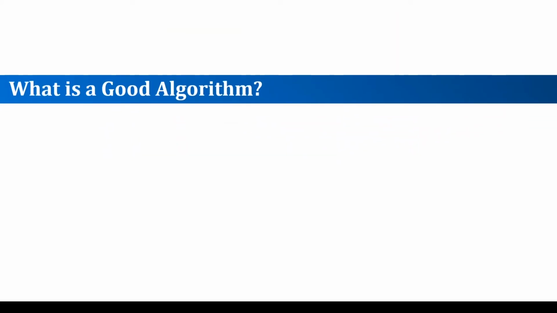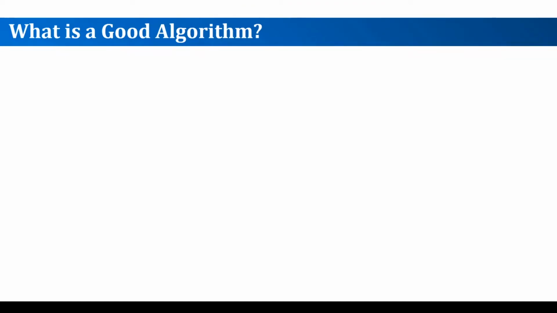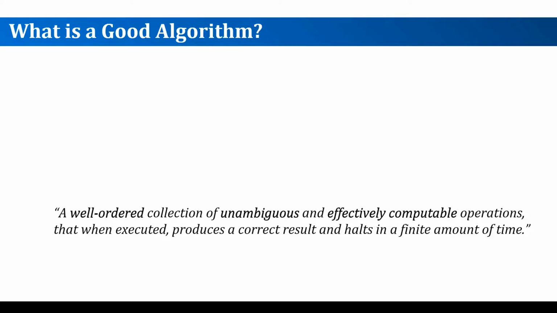Then how can we describe a good algorithm? One of the definitions of a good algorithm is a well-ordered collection of unambiguous and effectively computable operations. When executed, it produces a correct result and halts in a finite amount of time. Let's go over the definition and explain each part.